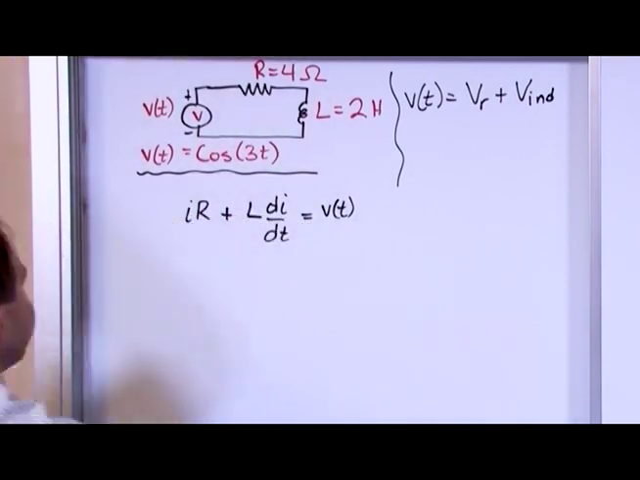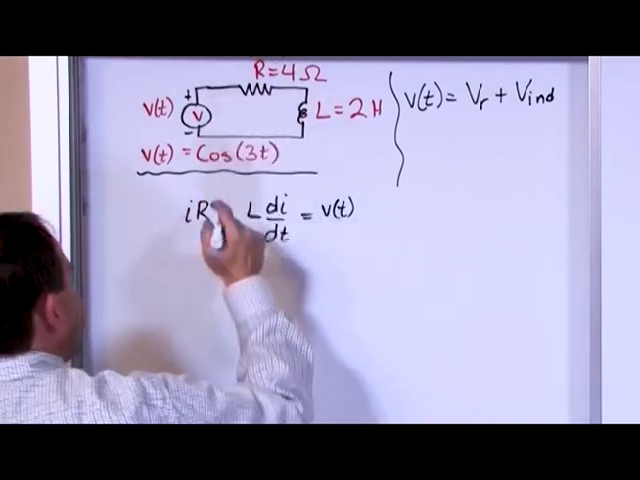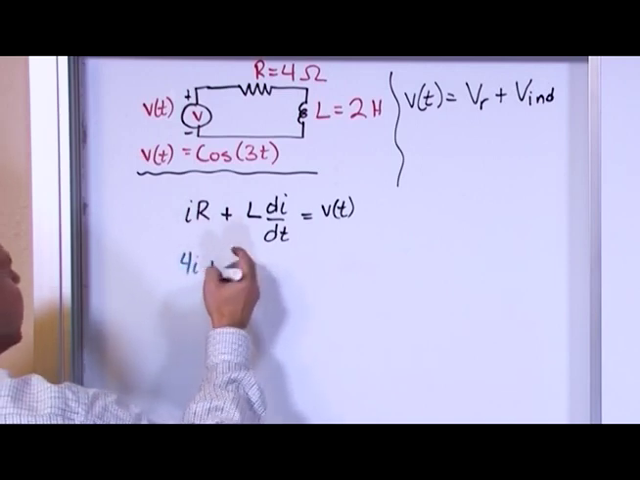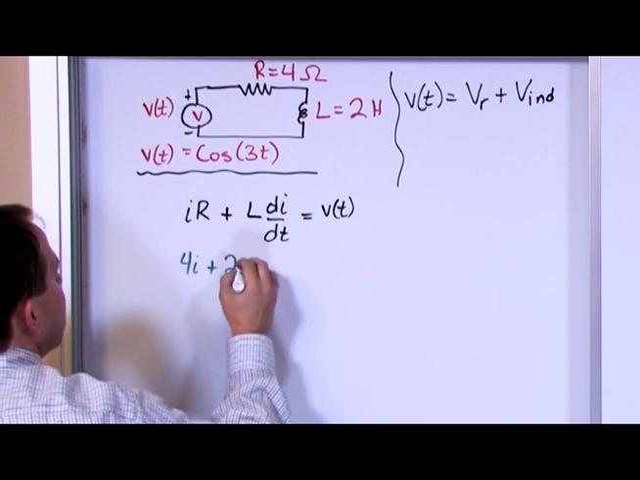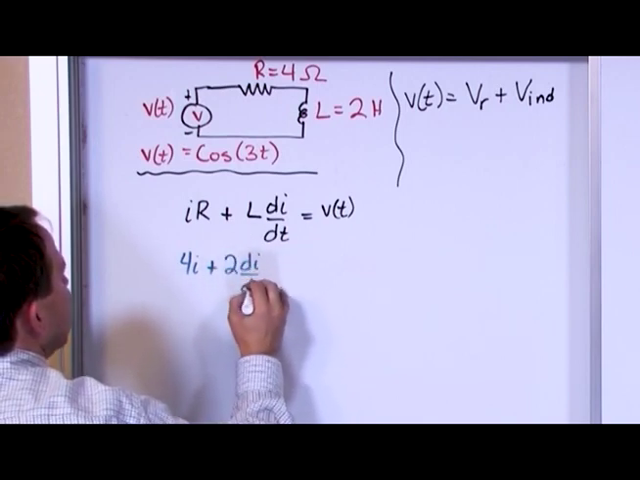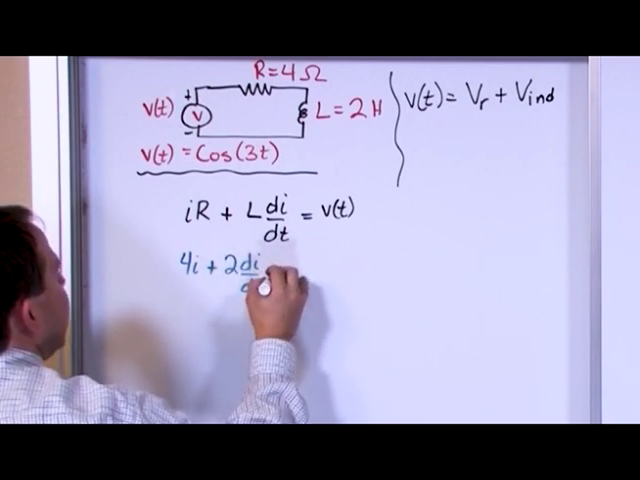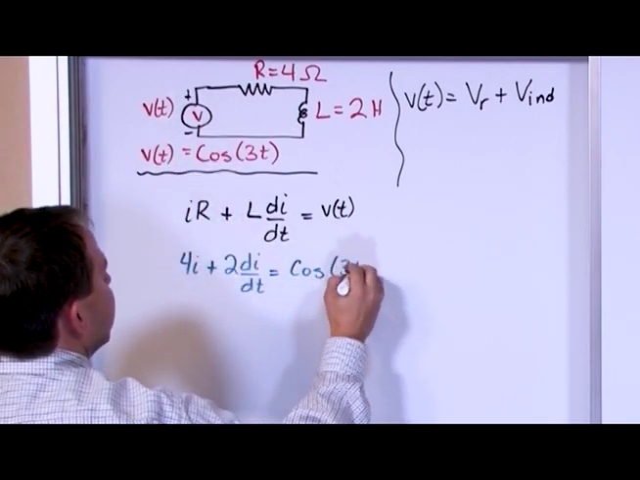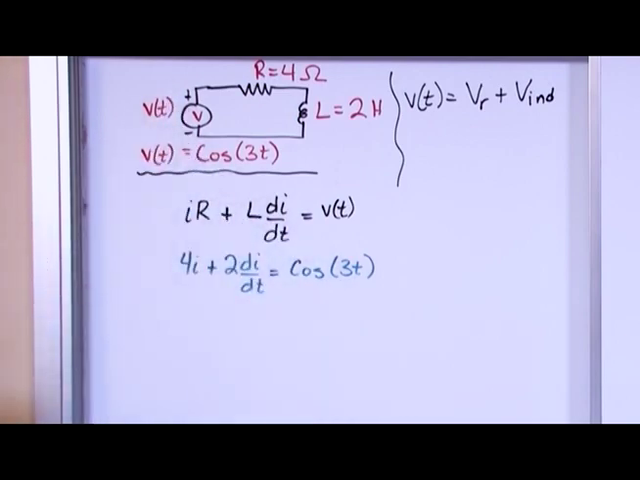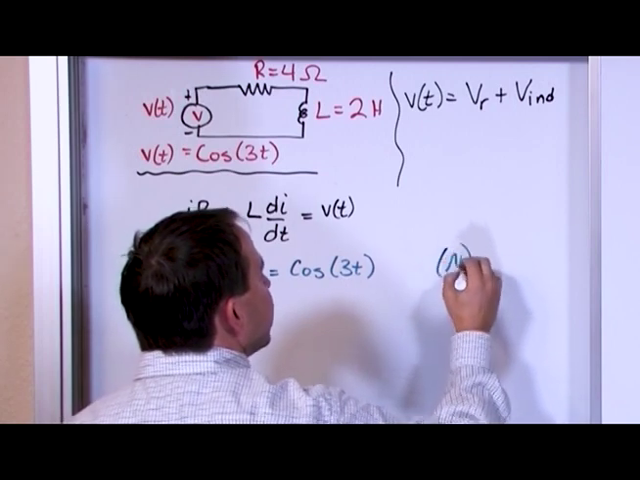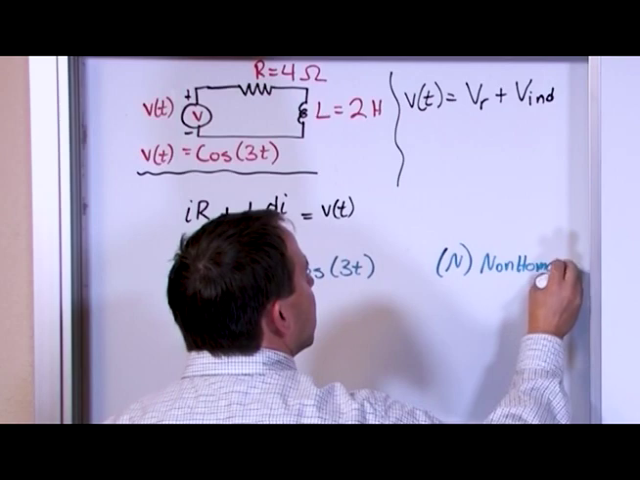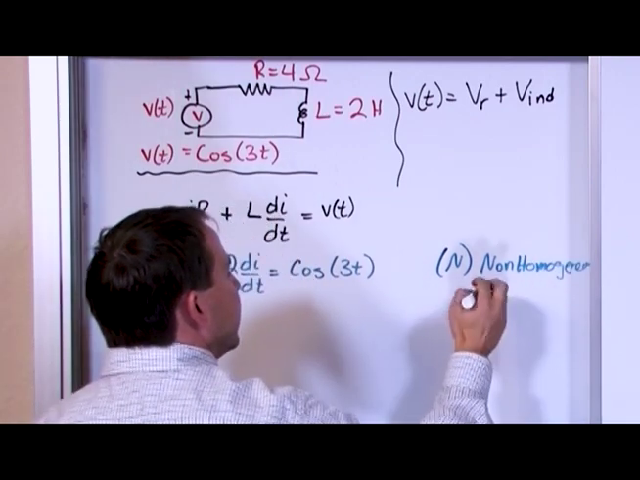There's no differences because we haven't really put any values in anywhere, and the circuit's really the same. So let's put some values in now. R is 4, so we have 4 times I plus L is 2, so we have 2 times di dt, and that's going to equal the source, which is cosine of 3t, because that's the voltage across the terminals there. So this is the non-homogeneous equation.